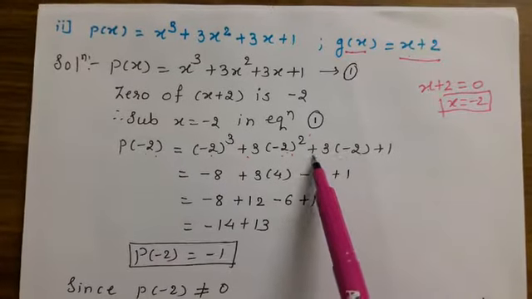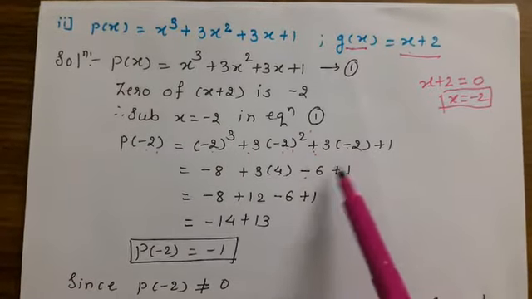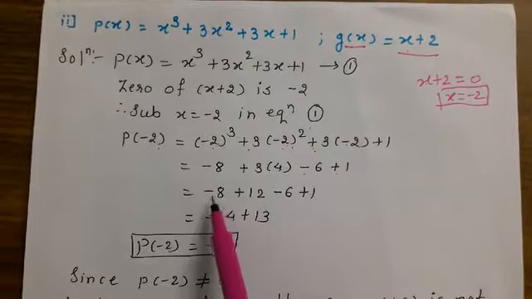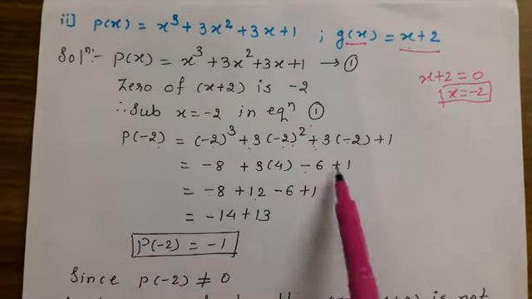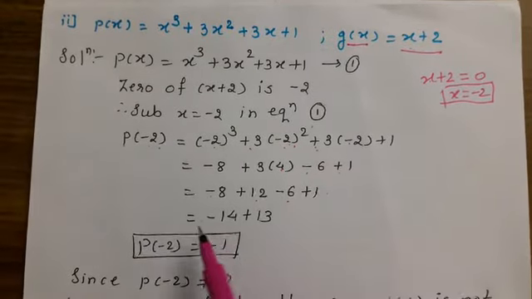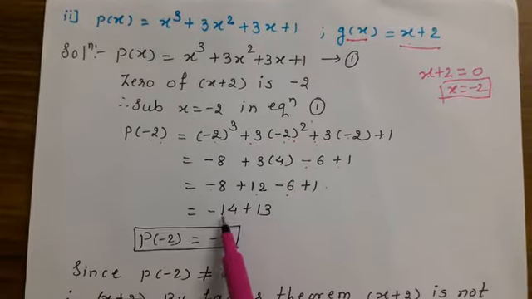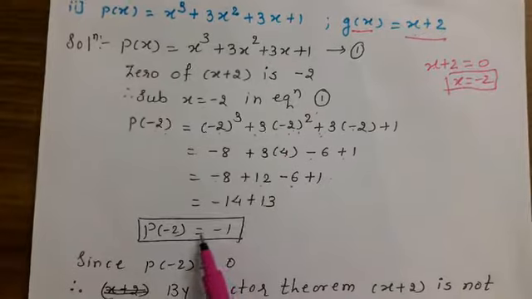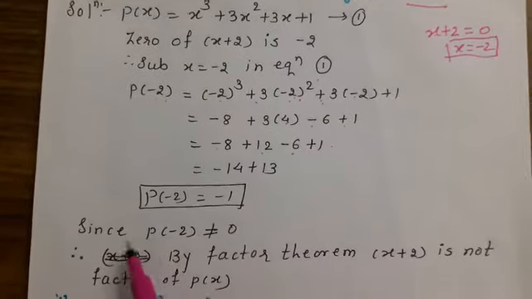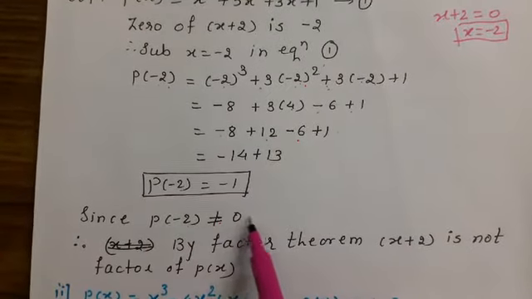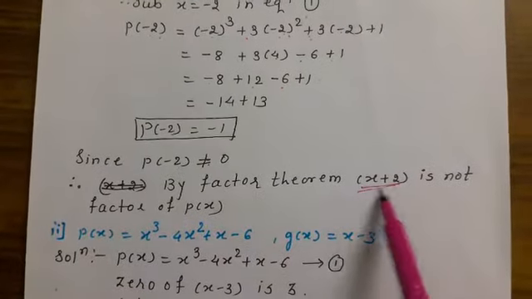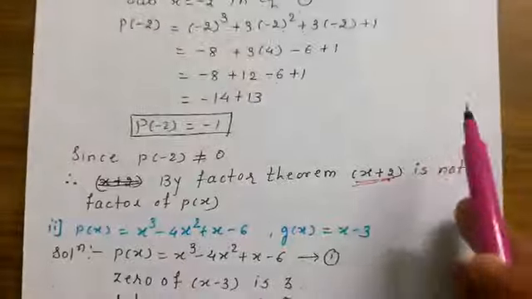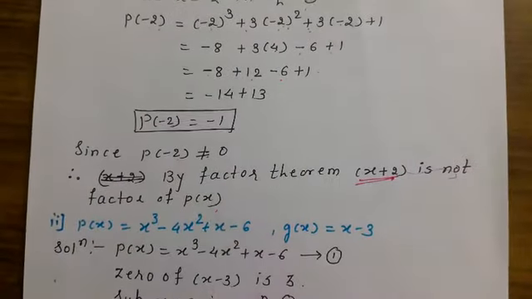And here plus into minus is minus. Plus 1, which means here we are going to get minus 8 plus 3 fours are 12 minus 6 plus 1, and after calculating we will get minus 14 plus 13, which is nothing but minus 1. Since p of minus 2 is not equal to 0, therefore by the factor theorem we can say that x plus 2 is not a factor of the polynomial p of x.